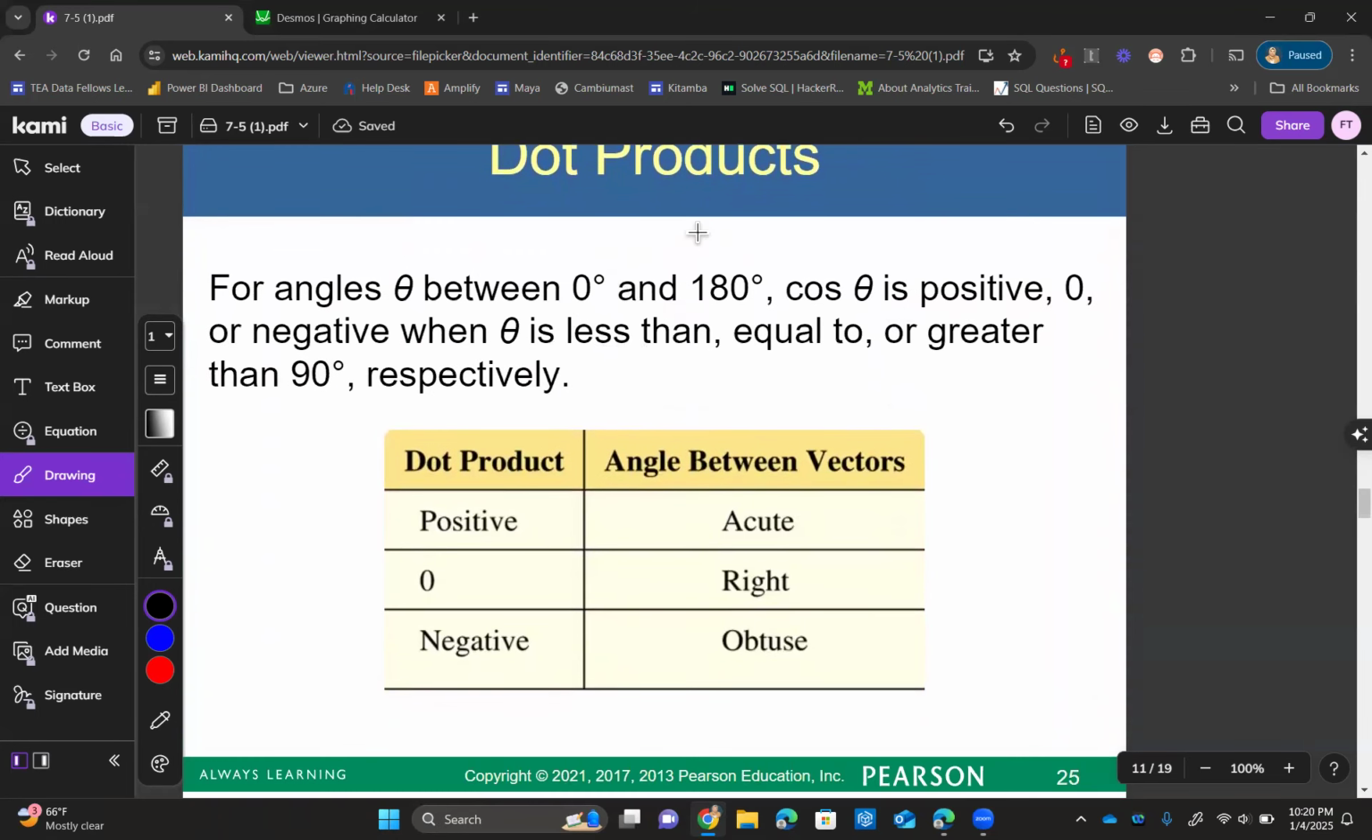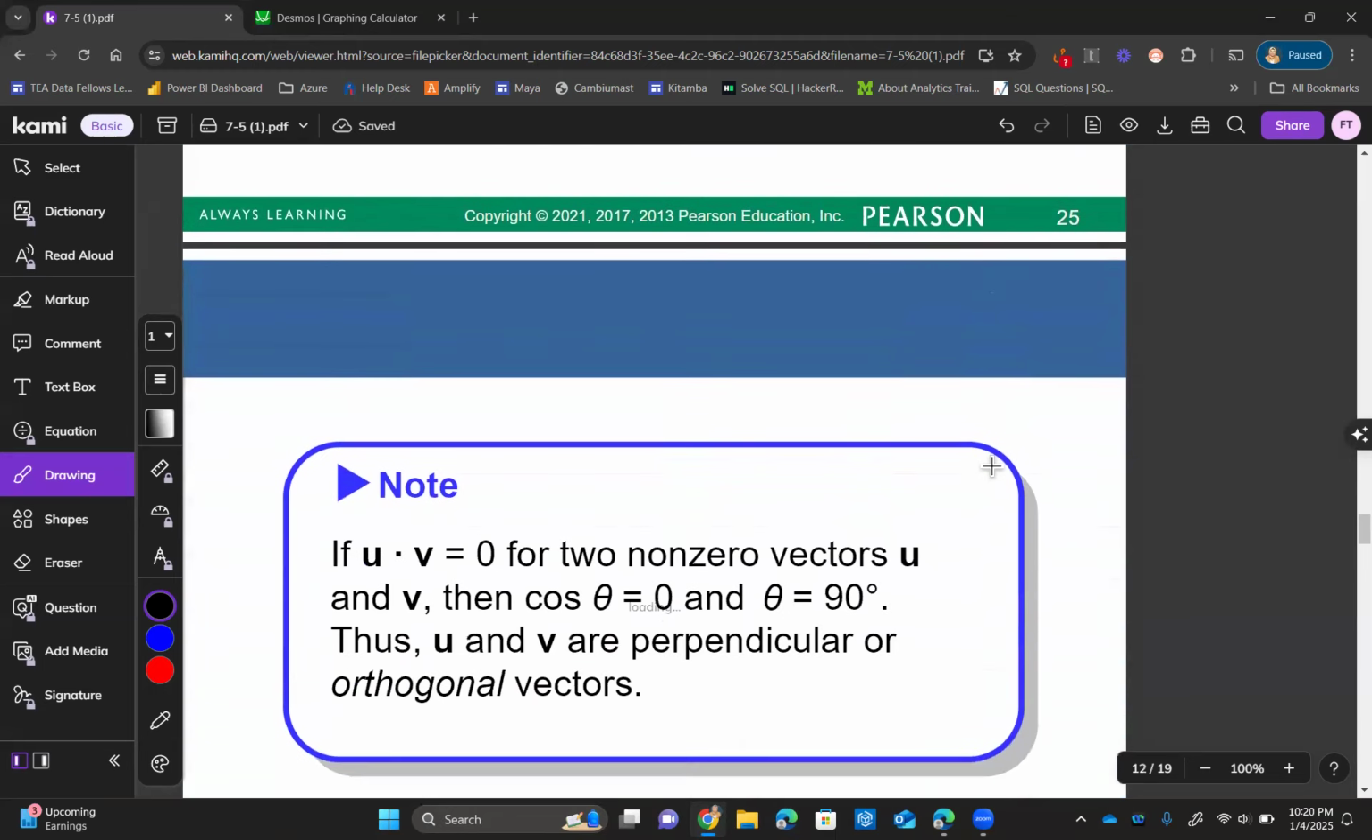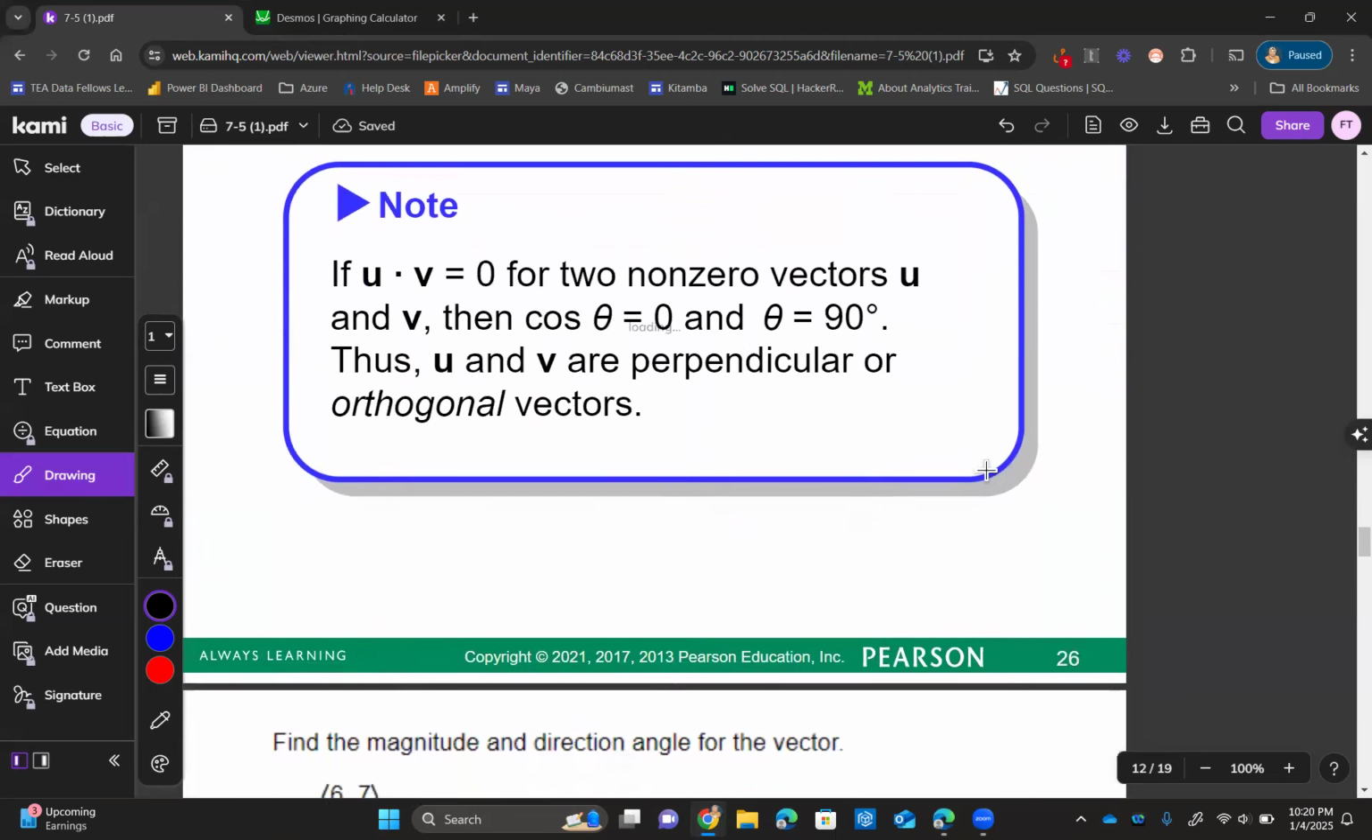We need to know about the dot product that for angles between 0 and 180 degrees, cosine of theta is positive, 0, or negative. So acute and obtuse don't really show up a lot with dot product questions, but they might ask you if two vectors are orthogonal, which means their angle between them is a right angle, and this is only possible if their dot product is equal to 0.